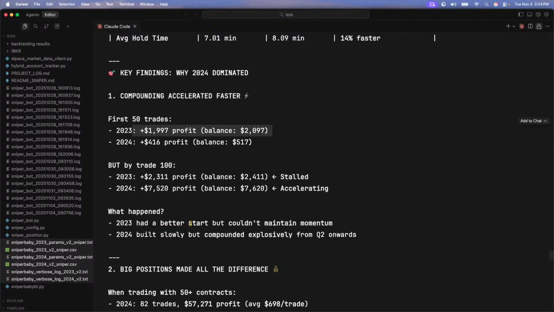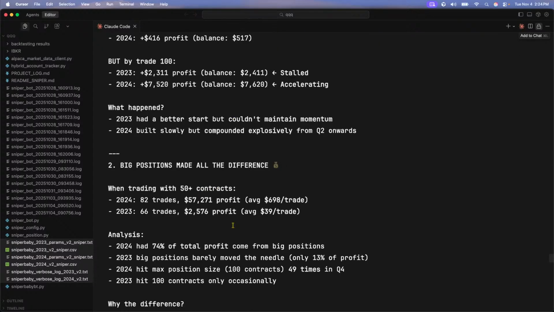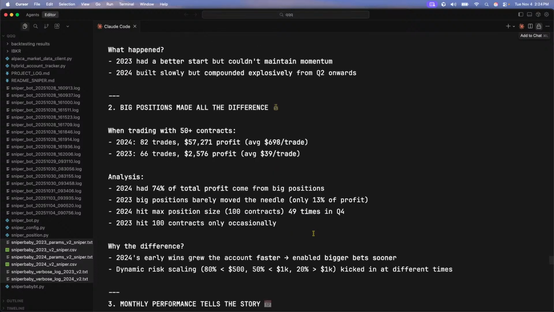2023 had a better start but couldn't maintain the momentum. 2024 built slowly but compounded explosively from Q2 onward. Big positions made the difference when trading 50 plus contracts, right? 82 trades, 57,000, averaging 698 a trade. 66 trades, 2,500, averaging 39 a trade. Analysis: in 2024, 74% of the total profits came from big positions. In 2023, big positions barely moved the needle, only 13% of the profit.